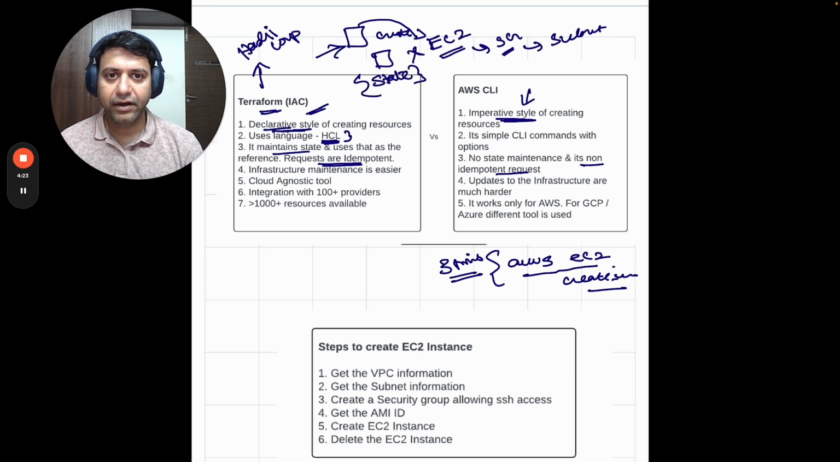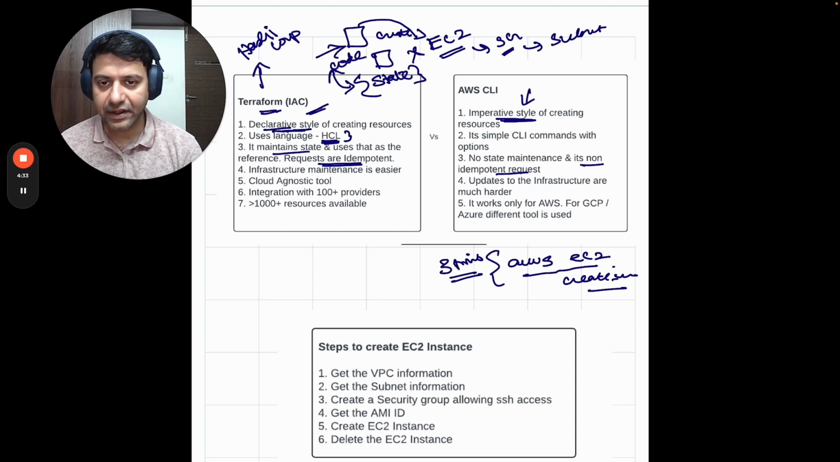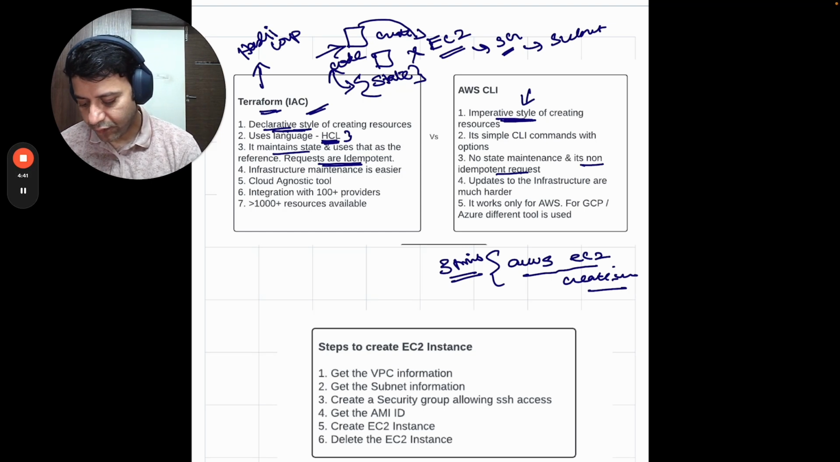And whenever we try to run the Terraform command again, with the code change or without any code change, it will try to compare the code with this state, and it will see what the difference is, and it will try to make those differences in the infrastructure. So that's what it's going to do. Terraform maintains a state, and this is very helpful in maintaining the infrastructure.